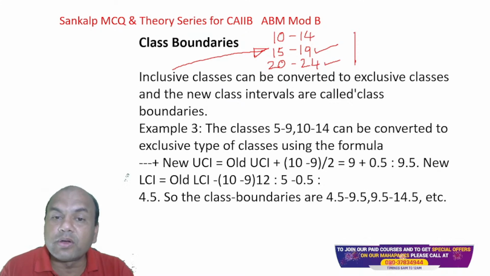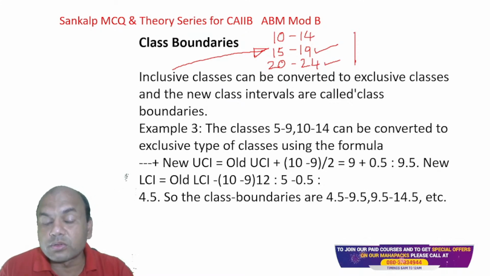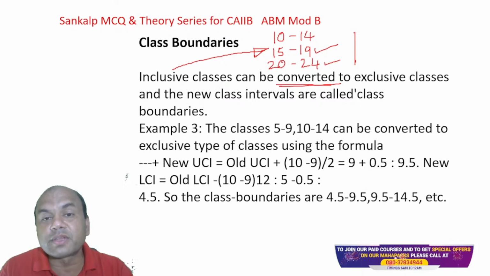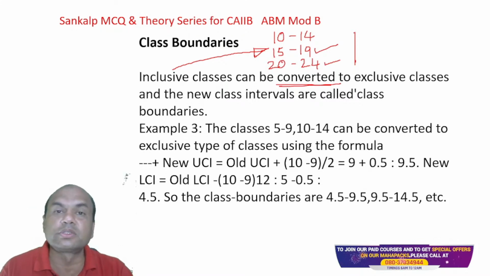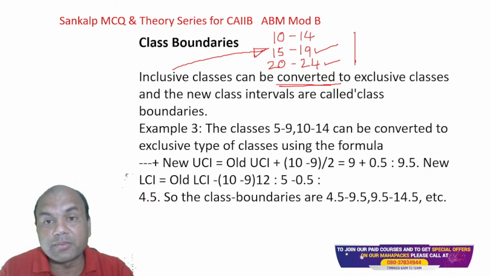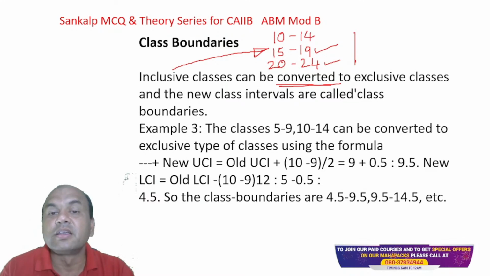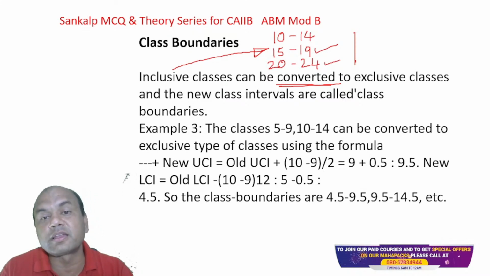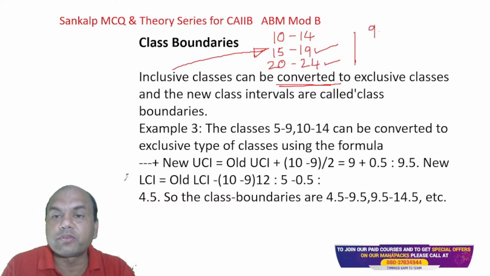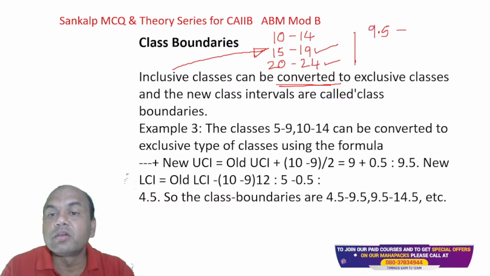Now inclusive classes can be converted to exclusive classes. While solving any numerical, an inclusive class has to be converted to an exclusive class. What do you mean by this? See, it's like this. For this 10, I'll take 0.5 on the earlier side, and for 14 I'll take 0.5 on the later side. So it will be 9.5, and here 14.5.